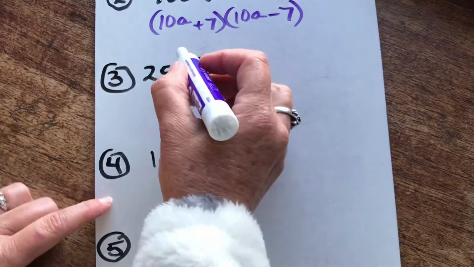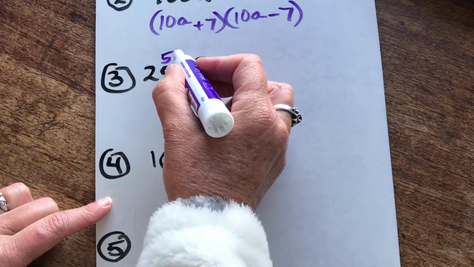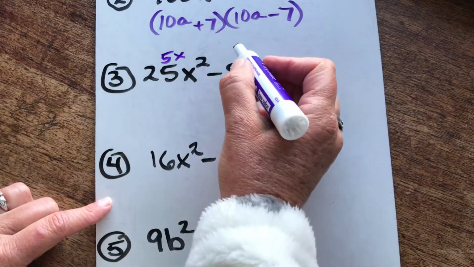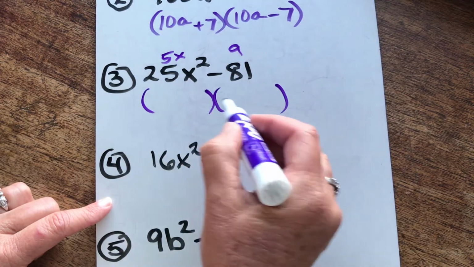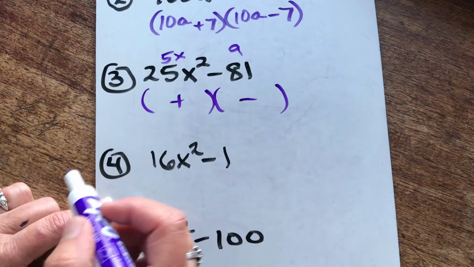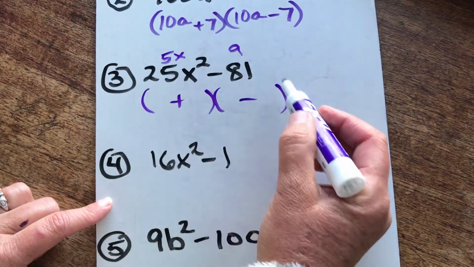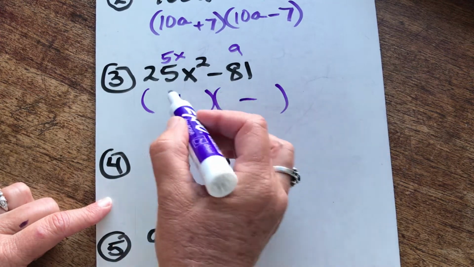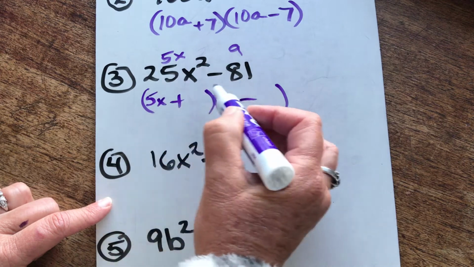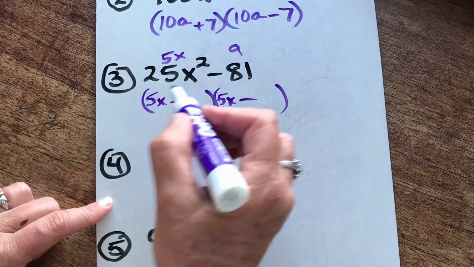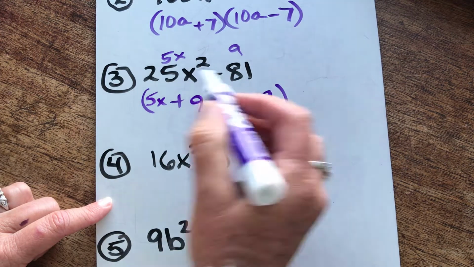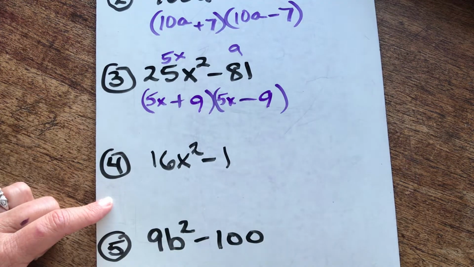The square root of 25 is 5. The square root of x squared is x. The square root of 81 is 9. So the difference of perfect squares has different signs. 5x times another 5x gives me that 25x squared in the front. And 9 times 9 gives me that 81 in the back.